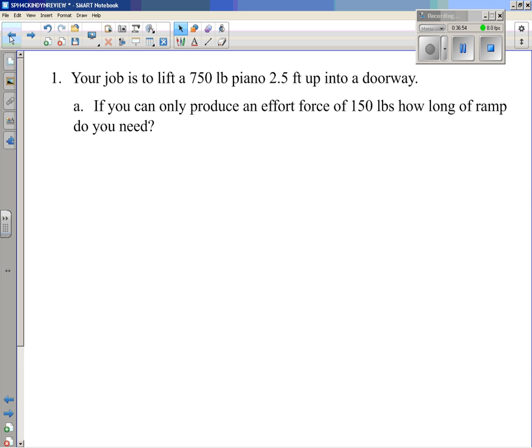Last one. Your job is to lift a piano. This is a ramp question. I like the ramps. Lift a 750-pound piano. That's the load force. That's what you have to lift up 2.5 feet into a doorway. That is the height that you have to lift this thing. You can only produce an effort force of 150 pounds, which is probably about what I can produce. How long a ramp do you need?